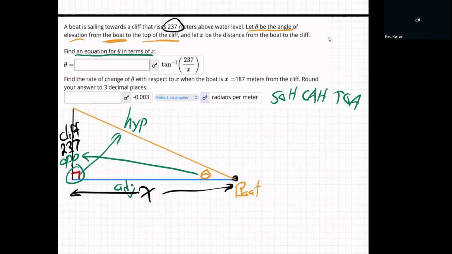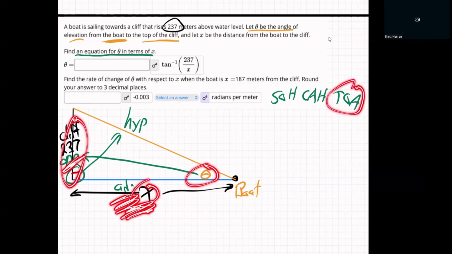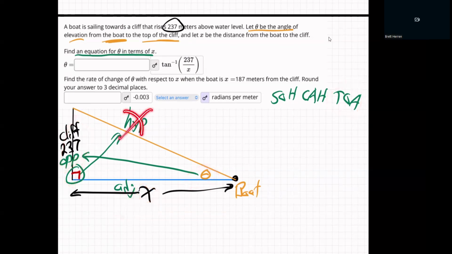I want a connection between theta and x, theta in terms of x. Well, x is the adjacent side, and I know the opposite side. So I want to use a trig relationship involving opposite and adjacent. That's tangent. See how I'm figuring that out? I'm not going to use hypotenuse at all. Why not? I don't know it. There's no number here, and it's not x. I want to use these two sides because those are my x and my opposite where I have a number. Opposite and adjacent, that's what tangent stands for.